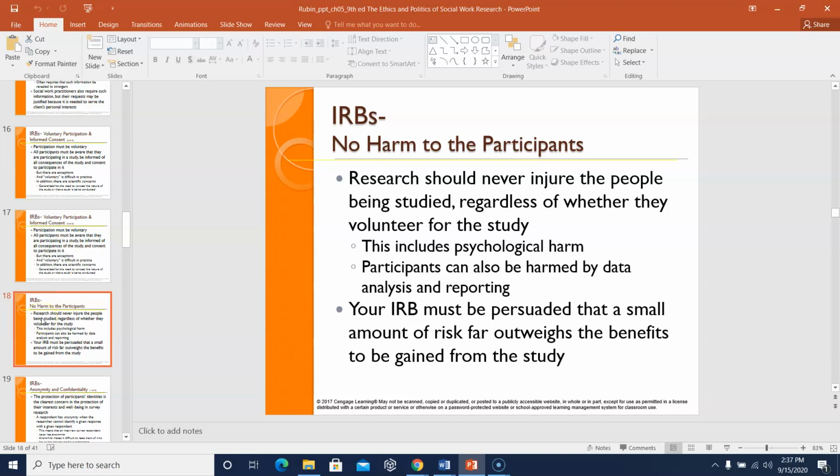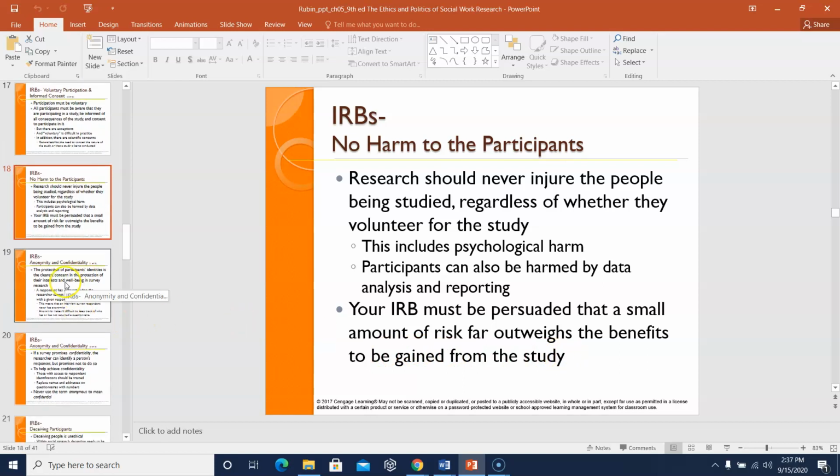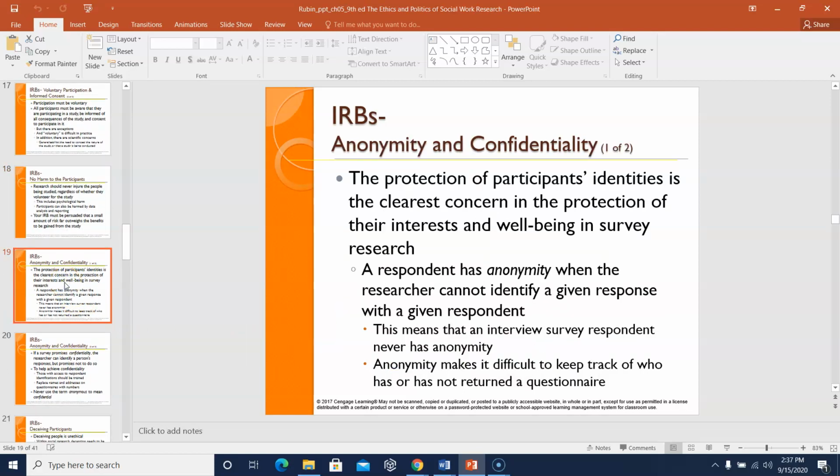So, no harm to the participants. That should be obvious, and that includes psychological harm. Your IRB must be persuaded that a small amount of risk is far outweighed by the benefit to be gained by the study, which is what I was talking about before.